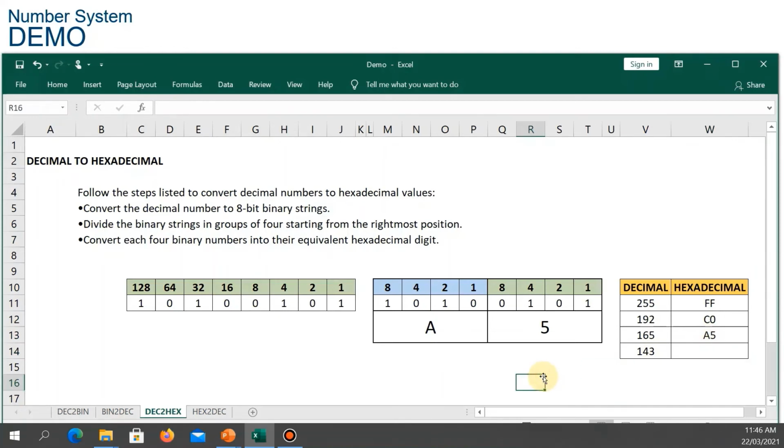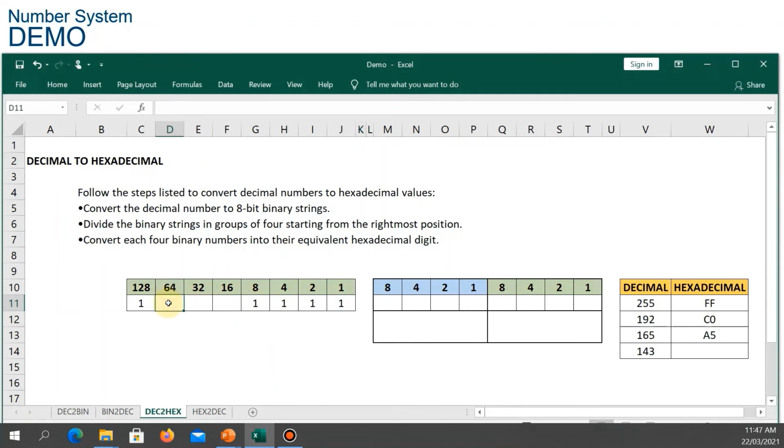Okay, so let's have the last one, 143. Let me remove this. Let's plot in 143. To get 143, that should be 128, plus 8, plus 4. It's 140 plus 2, 142 plus 1, 143.